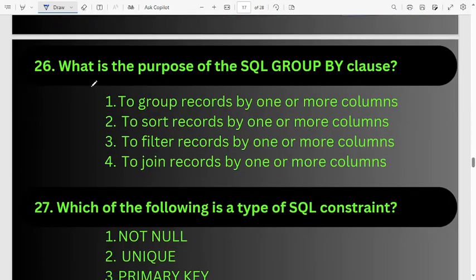Now the next question is, what is the purpose of SQL group by clause? Group by, like means group the things together. So read the options carefully. To group records by one or more columns, to sort records by one or more columns, to filter records by one or more columns, to join records by one or more columns. Group, sort, filter, or join. The correct answer will be to group records by one or more columns.